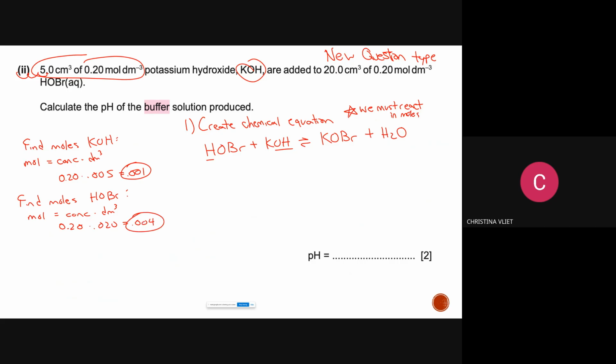Good? Okay, so now that we have the moles of each, we can now go into here. I have my initial moles, the amount that react, and then my final amount. My initial moles of HOBr are 0.004 and KOH is 0.001, and I have nothing of the other stuff.